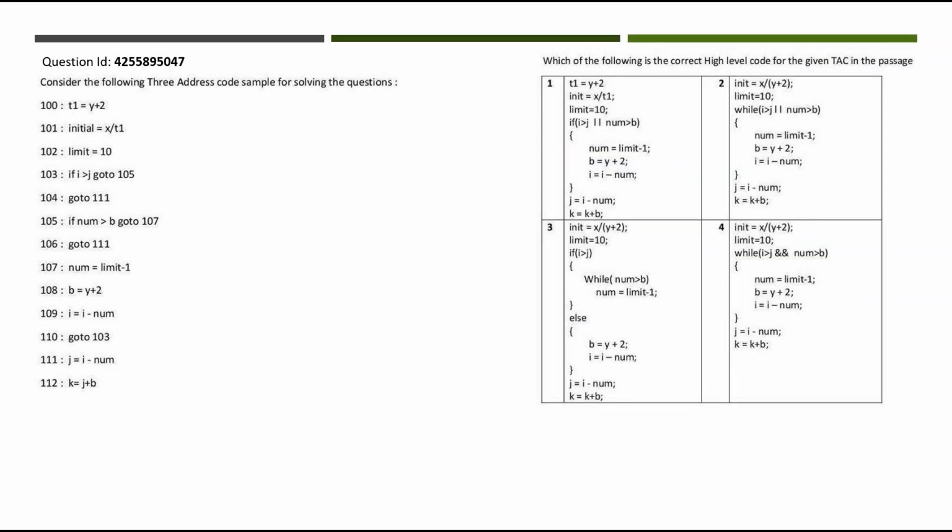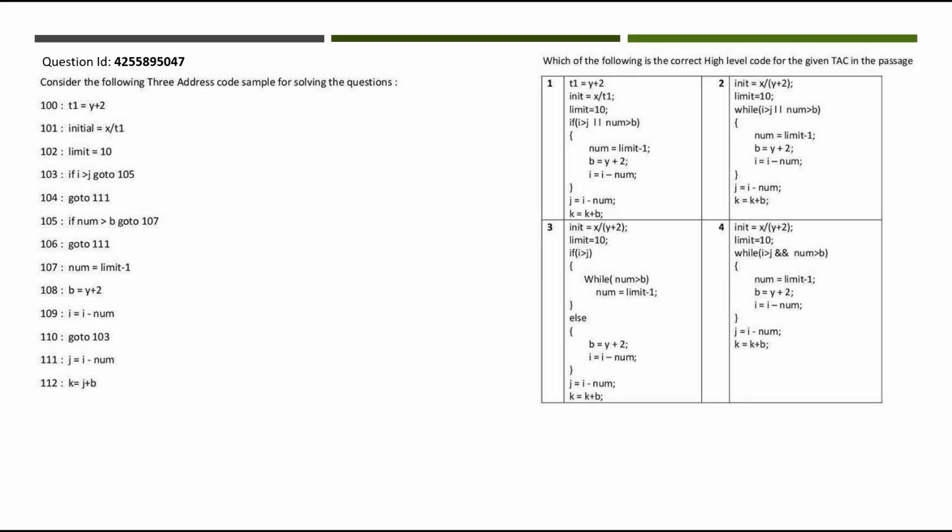Next question. From here we are entering into the comprehension part. 5 questions are based on the given 3 address code sample. Consider the following 3 address code sample for solving the questions. Let's see the code first. T1 is equal to y plus 2, initial is equal to x divided by T1, limit is equal to 10.